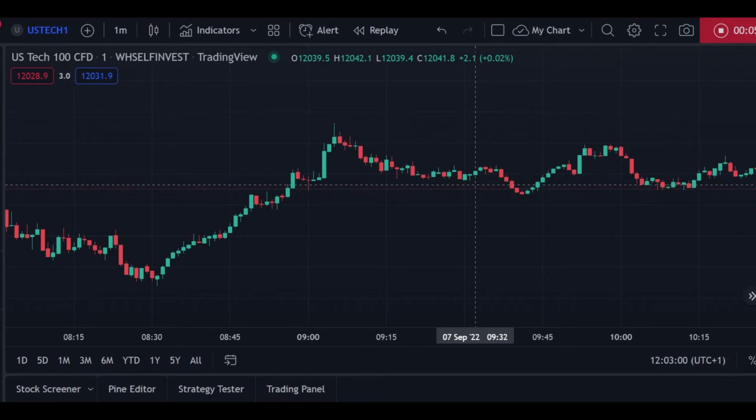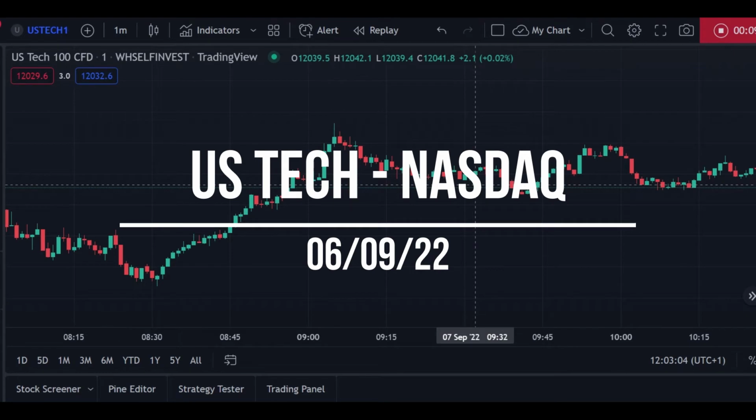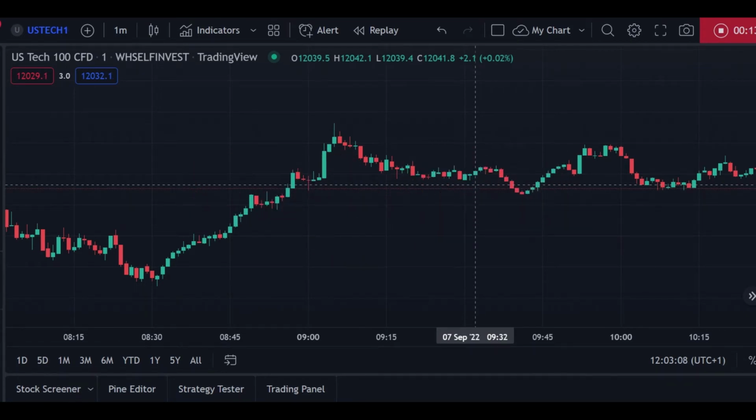Today we're going to trade the US NASDAQ, US Tech 100 as it's often known. The date today is 6th of September 2022. You're welcome to use your platform and check out the trade we took.